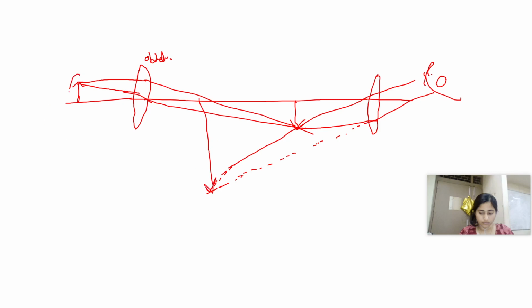So the actual object is very small, but whatever we are seeing is a magnified image. So this is the amount of magnification, from this size to this size. How much it is magnified, that is what we are measuring. So see here, what happened? It formed on the back side of the eyepiece, right? So the magnification is negative.